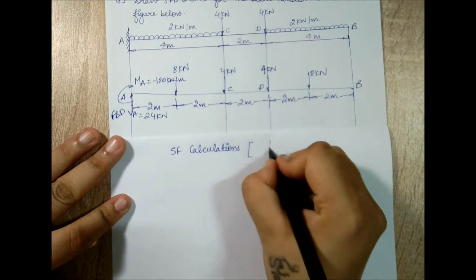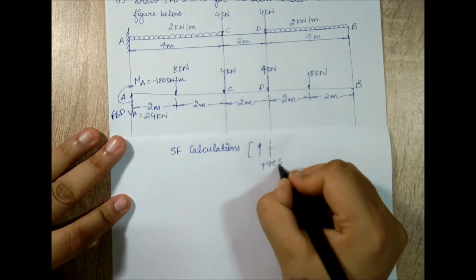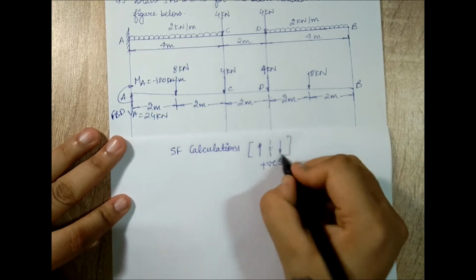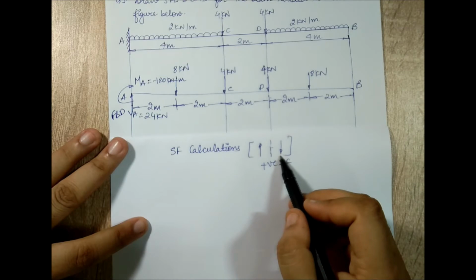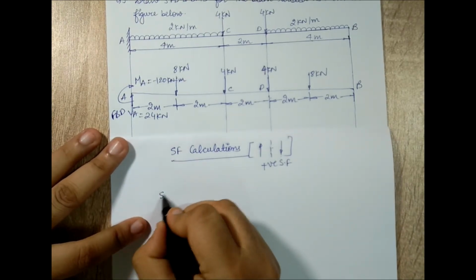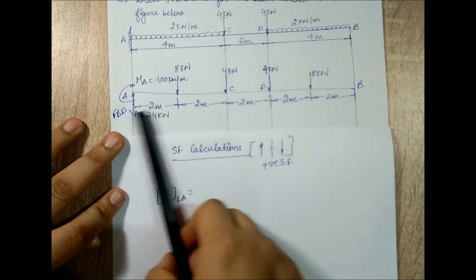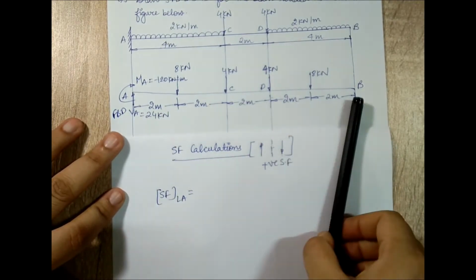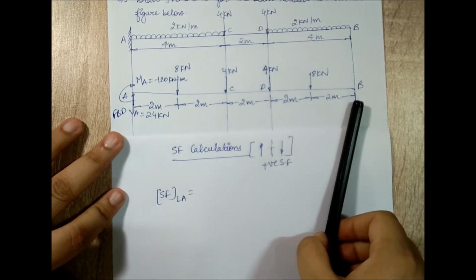I'll use a convention to the left of section. If I see any force going upward, I'll consider it as positive shear force, and if I see from right to left of the section any force going downward will be considered as positive shear force. I'll start with point A. At A, C and D there are shear forces. At point B there is no shear force, so I'll calculate the shear force at this point only once.